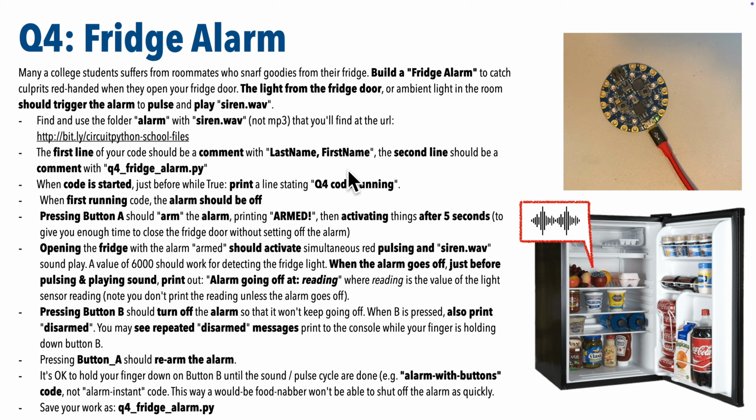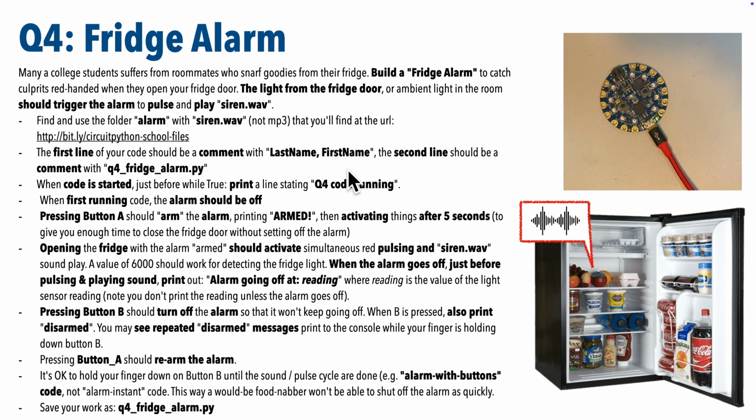Now opening the fridge with the alarm armed should activate simultaneous red pulsing and the siren wave sound play. A reading value from the sensor of about 6,000 should work for detecting the fridge light, and when the alarm goes off, just before pulsing and playing sound, print alarm going off at reading, where reading is the value of the light sensor. Now pressing B should turn off the alarm. When B is pressed, also print disarmed.